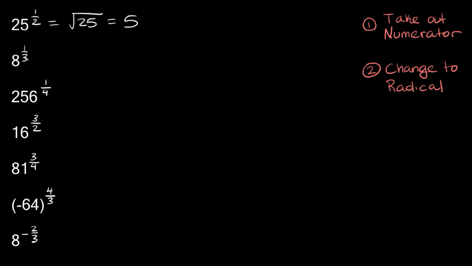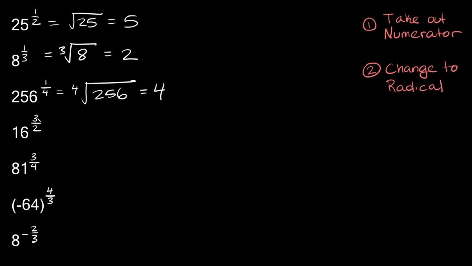equal to 5, right? Here, this is 1/3, so we know we're going to have the cube root of this number, right, the base, so that's 8. So the cube root of 8 is equal to 2. All right, here we have 1/4, so we know it's going to be the 4th root of this number, 256. And the 4th root of 256 is equal to 4. Okay, so again, whenever you have a 1 in the numerator, it's pretty easy. It's just converting it into a square root or cube root or 4th root, etc.